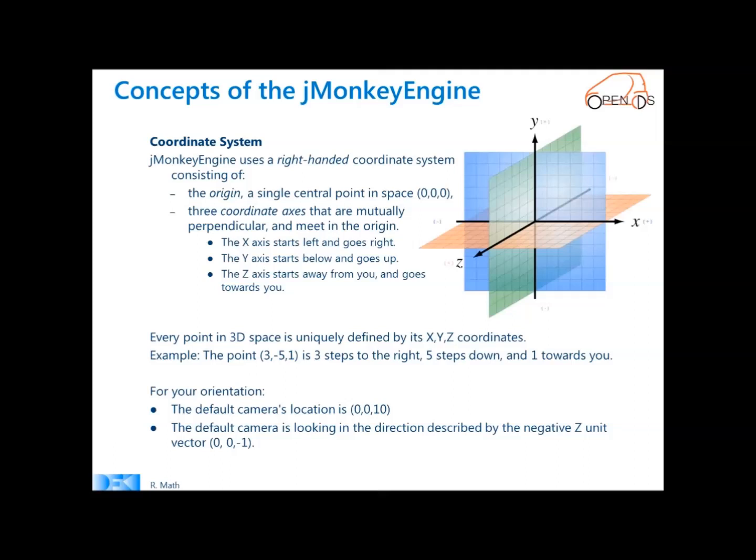So here's an example: (3, -5, 1) means you go 3 steps to the right, 5 steps down, and 1 towards you.